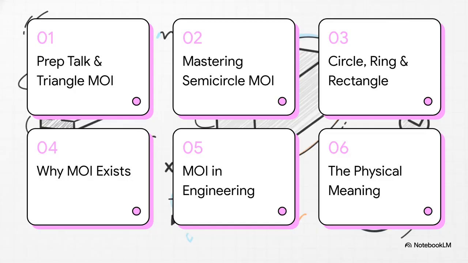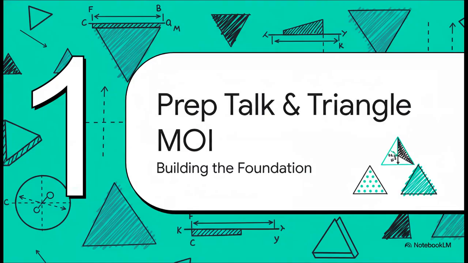So here's our game plan for today. We're going to start with the absolute essentials, the triangle formulas. Then we'll do a really deep dive on the semicircle. You'll see where every number comes from. After that, we'll roll up our sleeves and work through a full numerical example. And then we're going to answer the big question. Why does this thing even exist? Finally, we'll connect it all to the real world to understand what it actually means. All right, let's jump right into section 1.